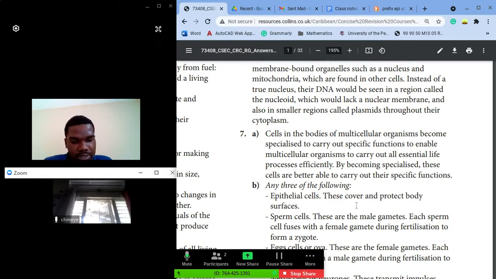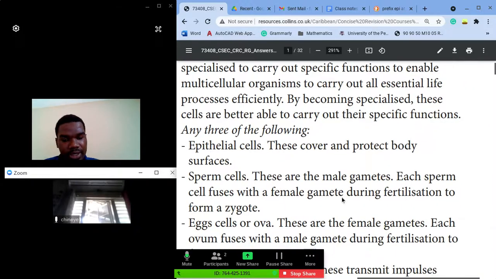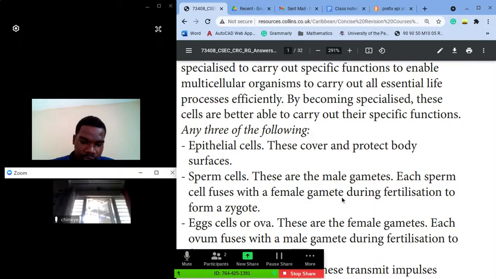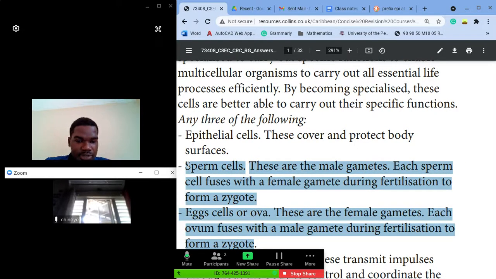Sperm cells. Sperm cells are male gametes. Each sperm cell fuses with a female gamete during fertilization to form a zygote. We're going to get into specifics of what a gamete and a female gamete along with a zygote are in another class. And a final one. Yes, sir. Egg cells. Egg cells are ova. These are the female gametes. Each ovum fuses with a male gamete during fertilization to form a zygote. So really, these two are transversal, and we're going to get into the specifics.